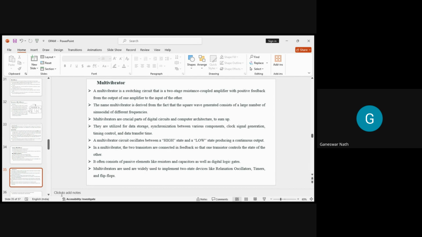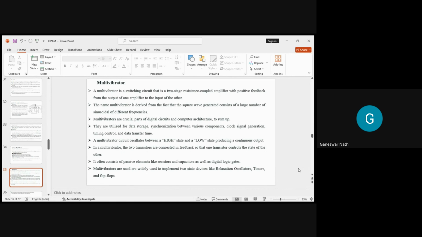Then the name multivibrator is derived from the fact that a square wave consists of a large number of sinusoidal waves of different frequencies. The multivibrator is a crucial part of digital circuits and computer architecture. To sum up, they are utilized for data storage, synchronization between various components, clock signal generation, timing control, and data transfer timing.